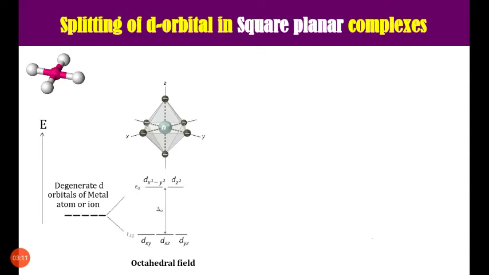Now what we are going to do, we are going to remove the ligands from the z-axis. There are two ligands, one at the top and another at the bottom. We will remove these two ligands and we will see what will happen. Okay, when we remove these two ligands, see what happens. There is a formation of a tetragonal field or tetragonal geometry. Due to that, the doubly degenerate eg orbitals get again split into two groups.